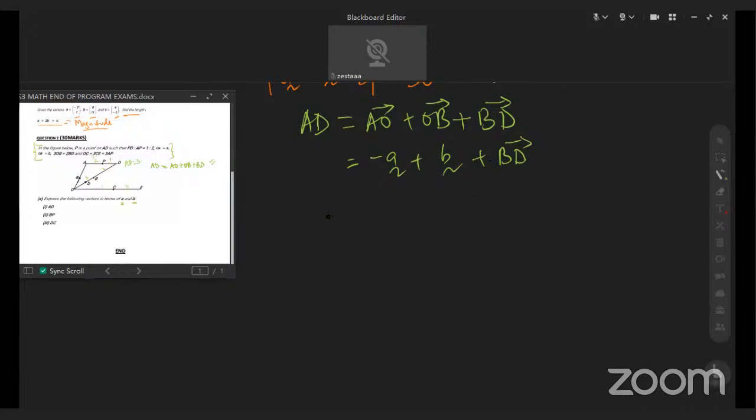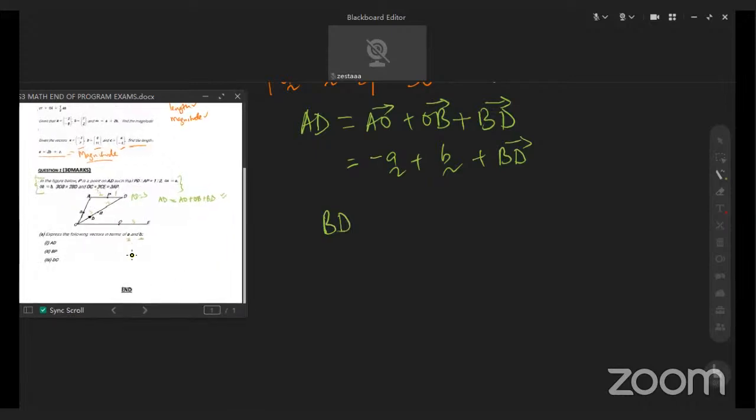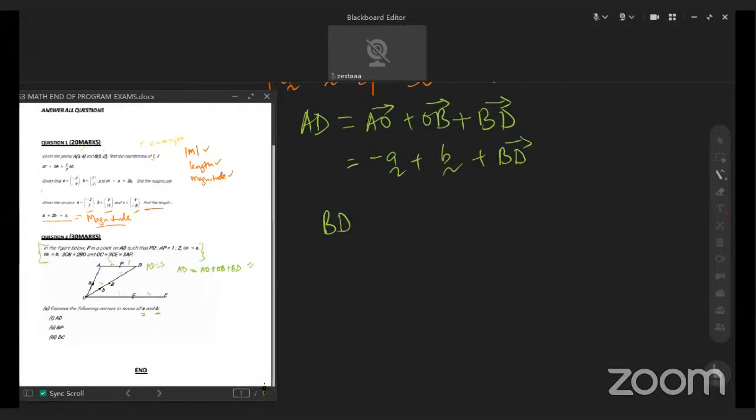But remember, take a look at the other options you've been given. We've been told that 3OB is equal to 2BD.